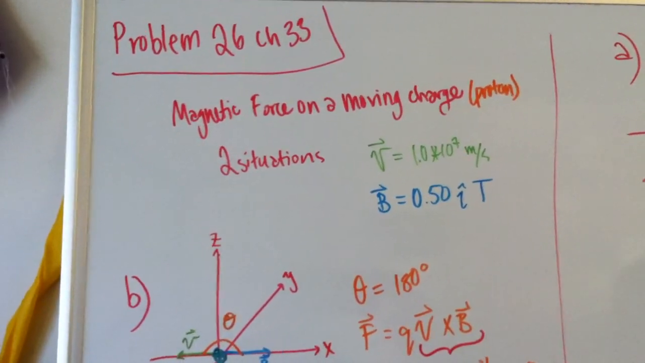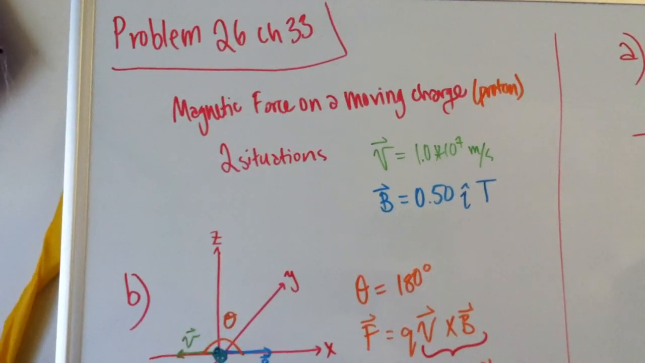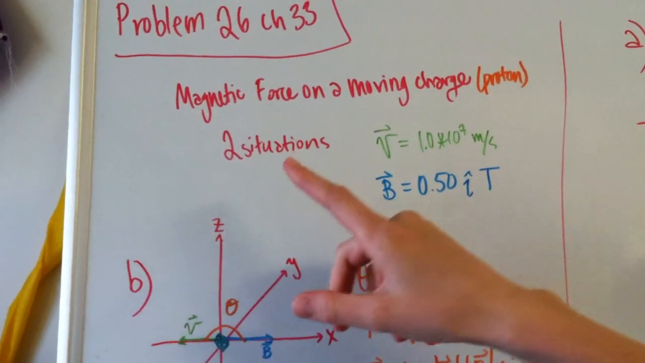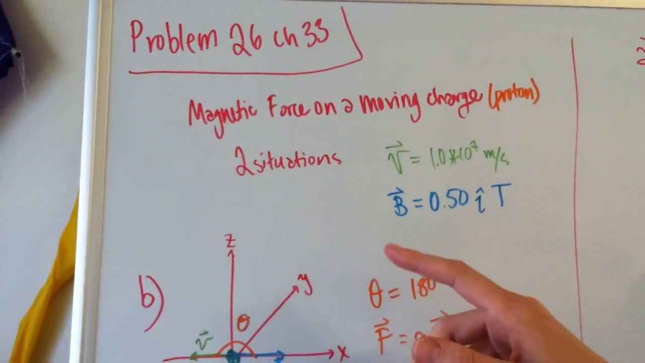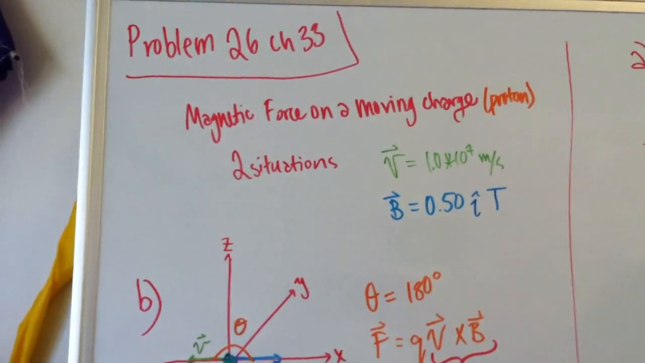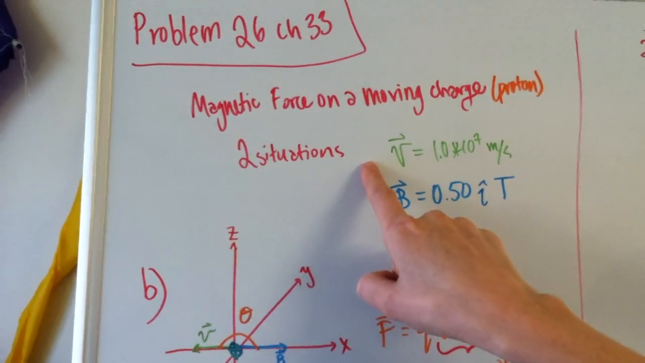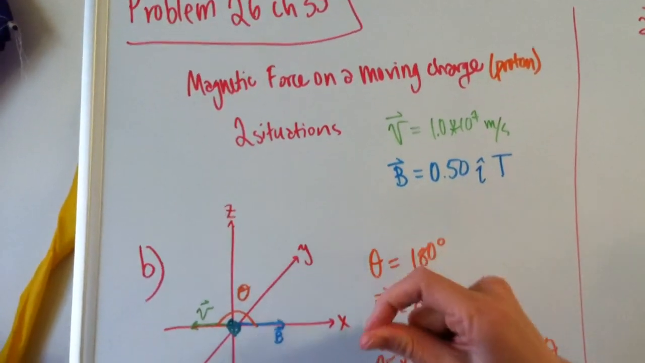Okay, so this is going to be an instructional video for problem 26 from chapter 33 of Physics for Scientists and Engineers. Problem 26 is asking about the magnetic force on a moving charge, in this case being a proton. And it has two situations, and it gives you the velocity vector and the magnetic field vector for this problem.